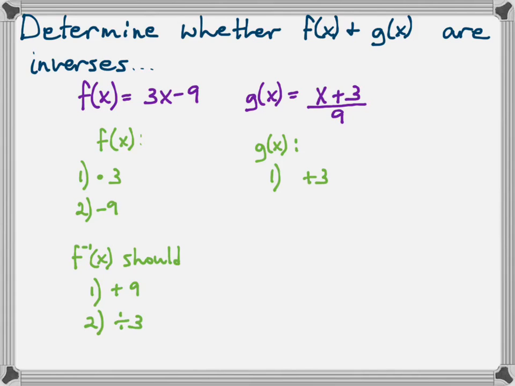If we make a list of the steps for g of x, the first thing that happens is you add 3. So that's first in our list. And next in our list is going to be divided by 9. And so clearly we can see that this list is not the same as that list, so f and g could not possibly be inverses.